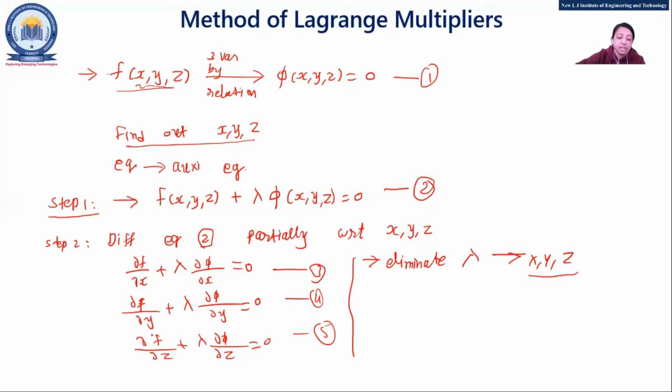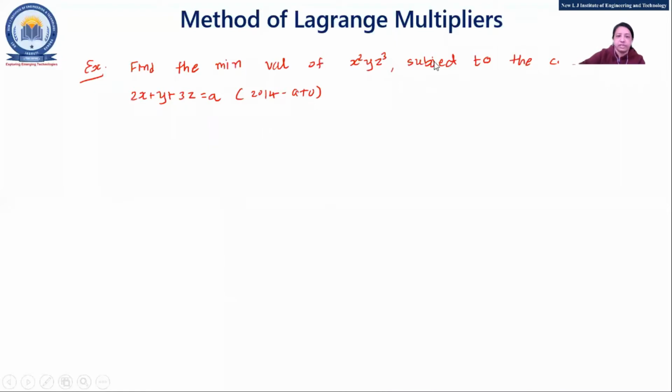So this method is called what? Lagrange multipliers. The whole method name is what? Lagrange multiplier. And this lambda is called what? Undetermined multiplier, right? This lambda is called undetermined multiplier. So this is the process of this one. Fine. Now we'll see the example. So that will be clear to you, right?